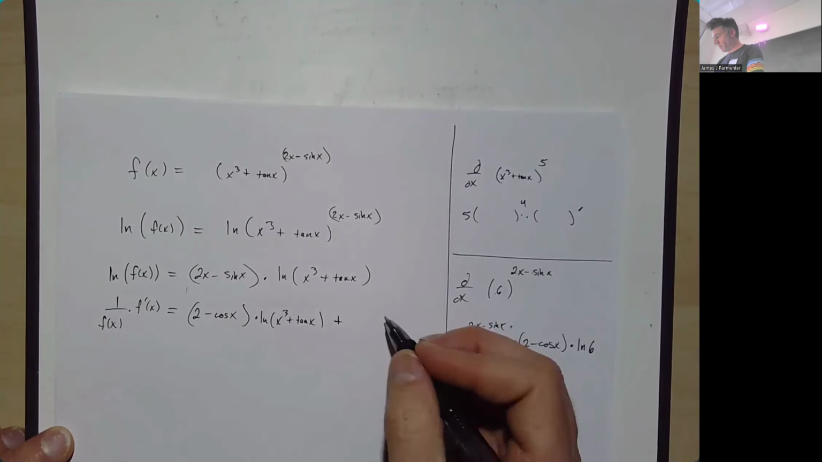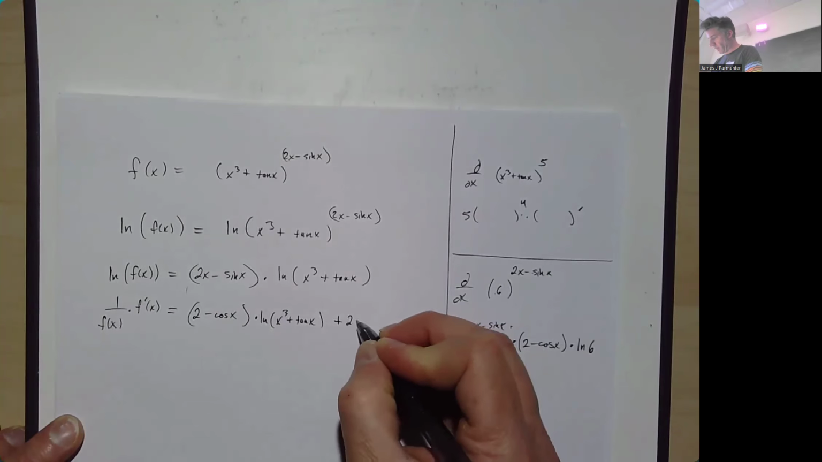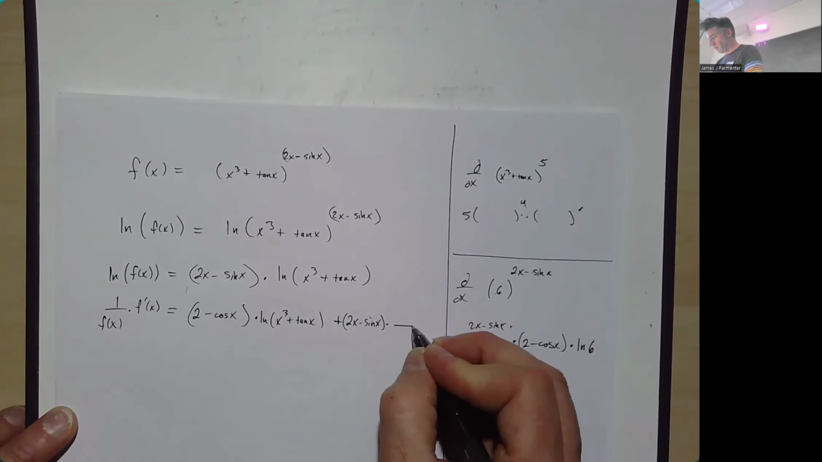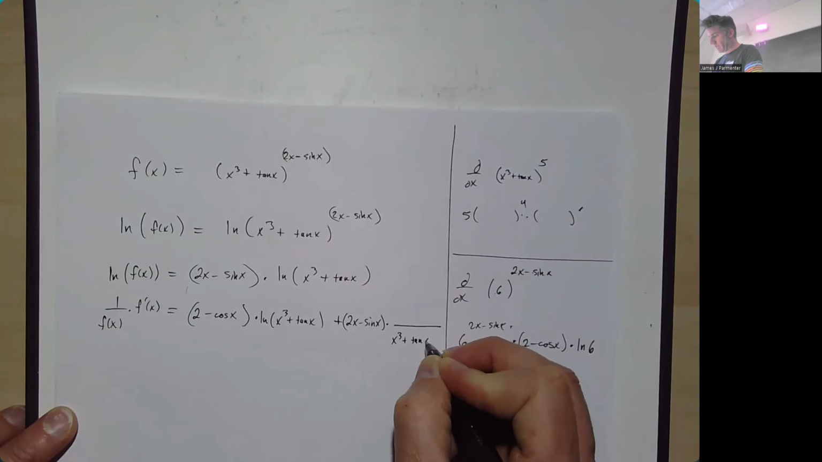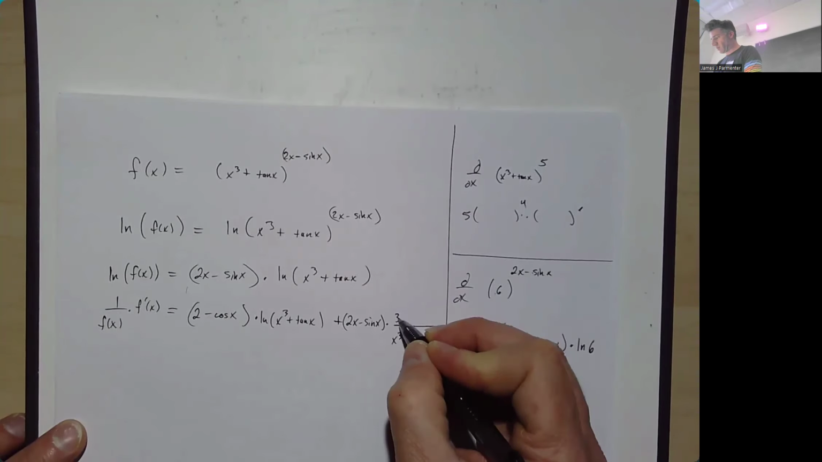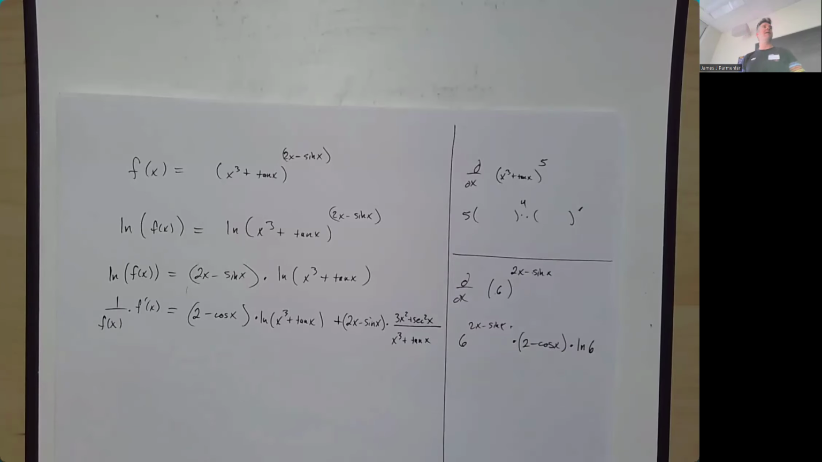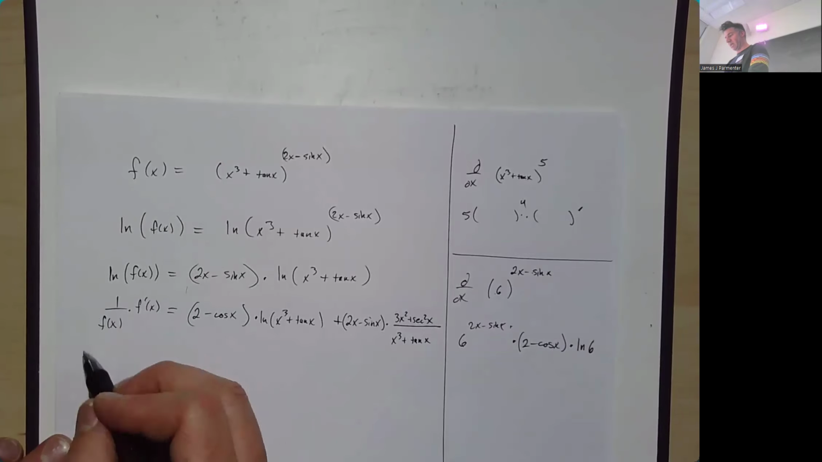Plus, then we switch it up, and then probably not have enough room here. 2x minus sine of x times the derivative of the natural log of x cubed plus tangent of x, which is going to be 1 over x cubed plus tangent of x times 3x squared plus secant squared of x, which, yes, we can put in the numerator there. Normally, that's not what I would do, but I'm running out of space here. And then lastly, we multiply both sides by f.